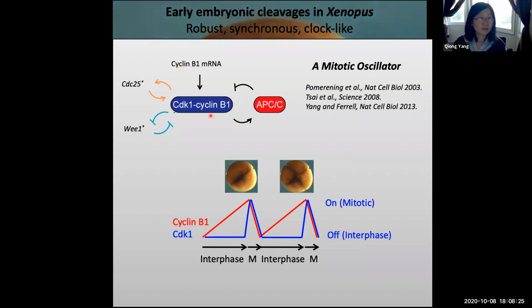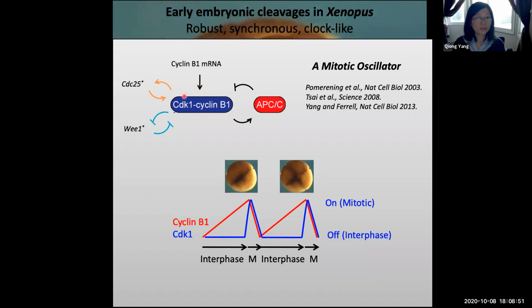This oscillator is centered at the cyclin-dependent kinase. It's formed by interactions of a bunch of proteins, which include kinases and phosphatases that interact with each other to constitute positive and negative feedback loops. And I'll talk more about the design of the clock.